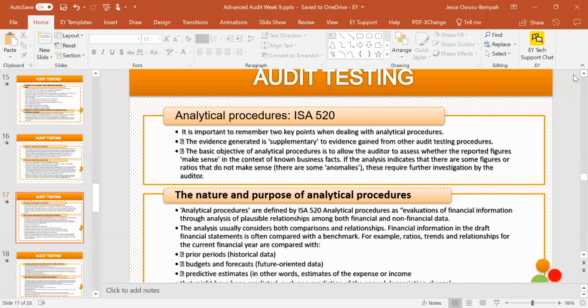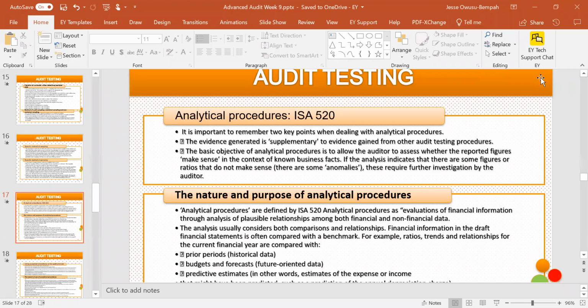So let's say you are going through the client's financial statements, and this year revenue was 800,000, but last year you see that revenue was 720 million. Immediately, you know that there's something wrong, and analytical procedures would help to expose that very, very fast.